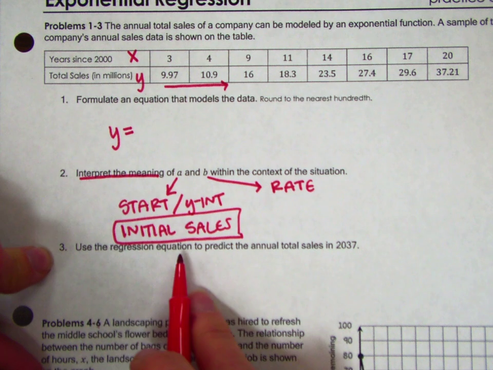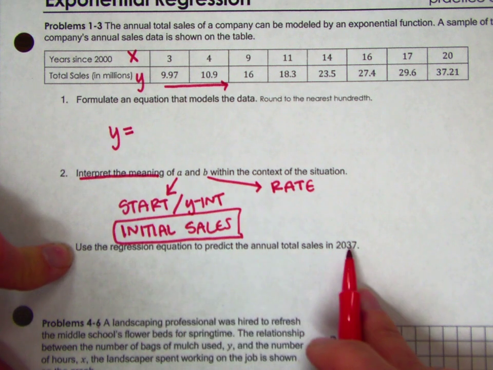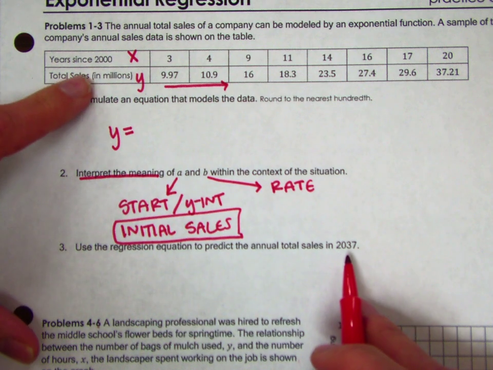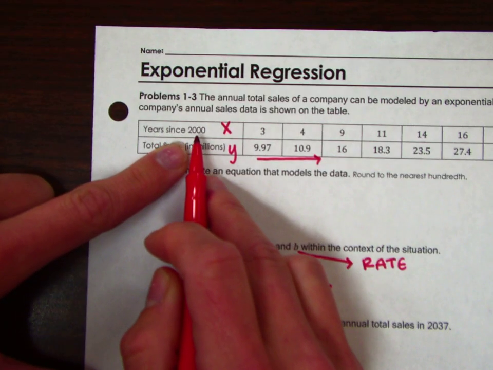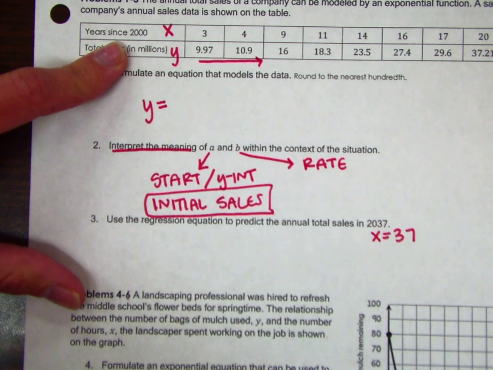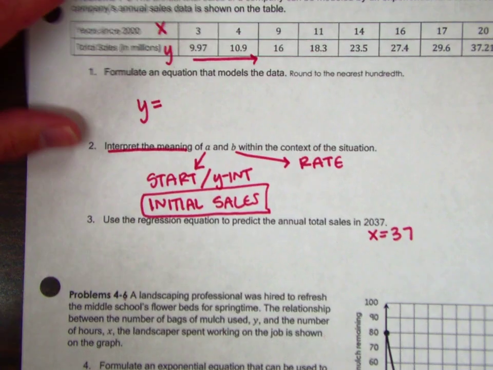And then we're going to use our regression line. So we're going to go to the table and we're going to predict the sales in 2037. All right, so since X is the year since 2000, in 2037, we're going to scroll all the way down to when X is 37.